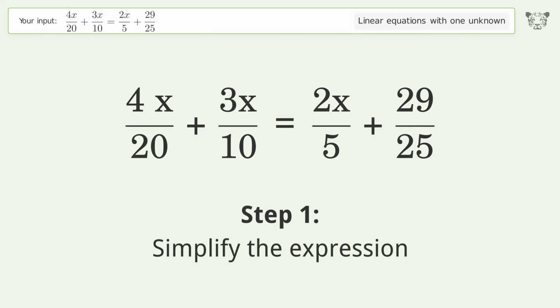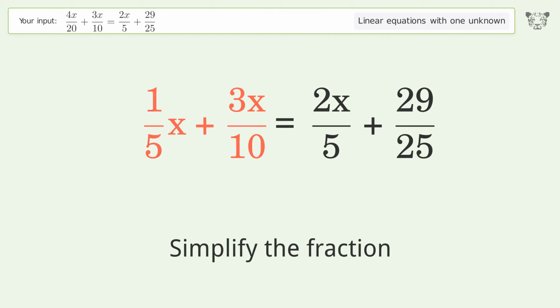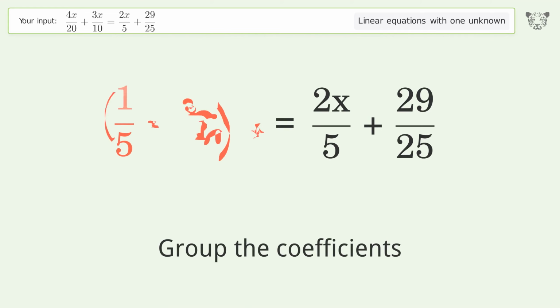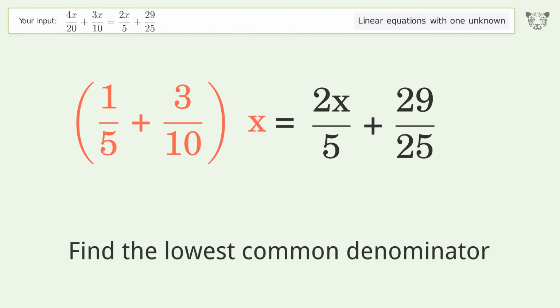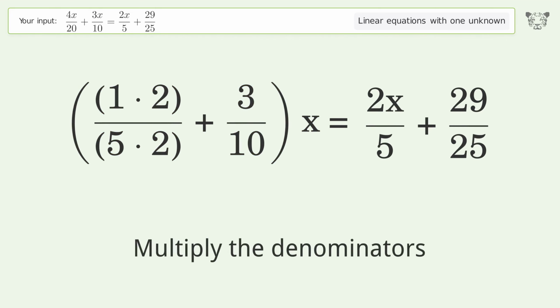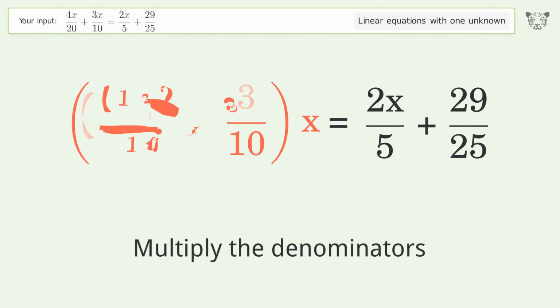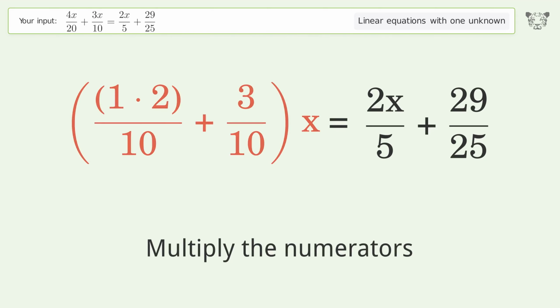Simplify the expression. Simplify the fraction. Group the coefficients. Find the lowest common denominator. Multiply the denominators. Multiply the numerators.